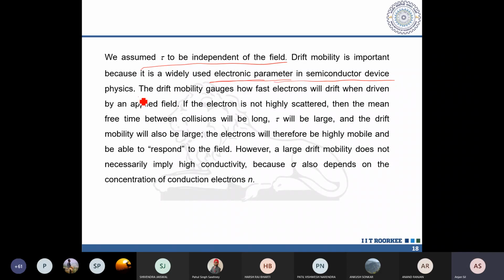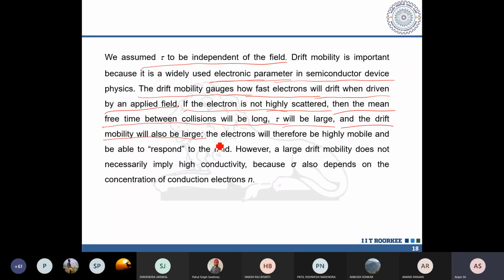Drift mobility gauges how fast electrons will drift when driven by an electric field. That is the physical significance: for a given electric field, how fast electrons are able to move in one material compared to another, such as copper, silver, or molybdenum, for the same amount of electric field applied in all three cases. Because it depends on material property, that is what is stated. If the electron is not highly scattered, then the mean free time between successive collisions will be long, tau will be large, and the drift mobility will also be large.